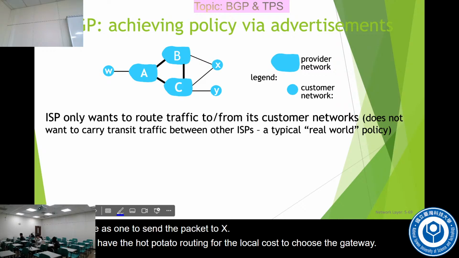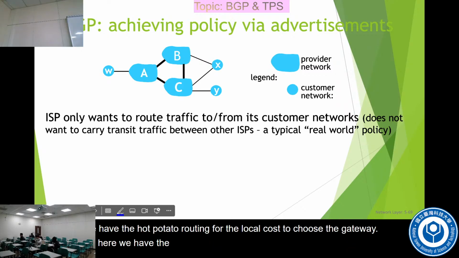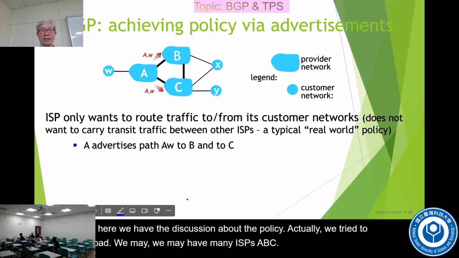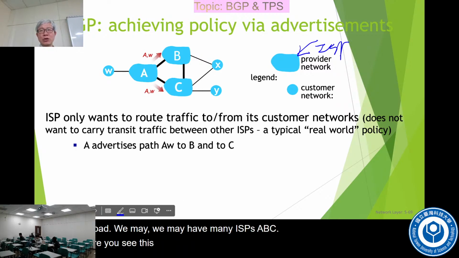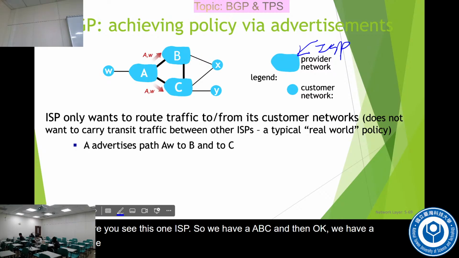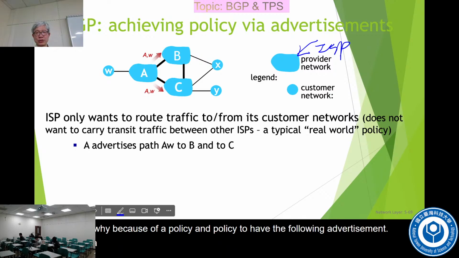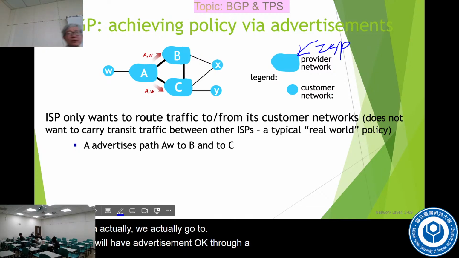Well, again, here we have the discussion about the policy. We may have many ISPs, A, B, C. So here you see this one, ISP. So we have multiple ABC, and then possibly it doesn't mean all the paths can be used. That's why, because of policy, we have the following advertisement. Well, A, actually, we are seeing go to W, we will have an advertisement: through A, we can reach W. All right, no problem.